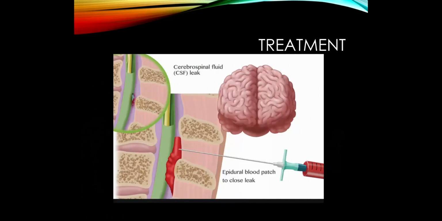All right, so how do we treat? Well, what we can do is called an epidural blood patch. Usually this is done by an anesthesiologist, and you take some of the patient's own blood, and here you inject it, and it has the effect of just sealing off the area of that dural tear.